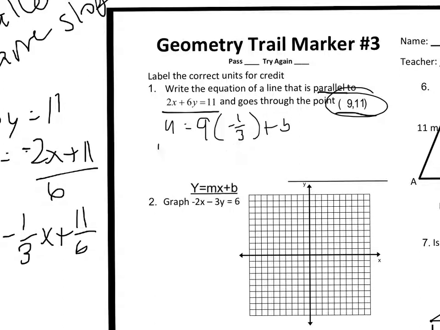So if we multiply, I get 11 equals 9 times negative 1/3. 1/3 of 9 is 3, and it's a negative, so we get negative 3, plus b, and then I'm going to add 3 to both sides, and I get 14 equals b. So the equation has a slope of negative 1/3 and a y-intercept of 14. So y equals negative 1/3 x plus 14.